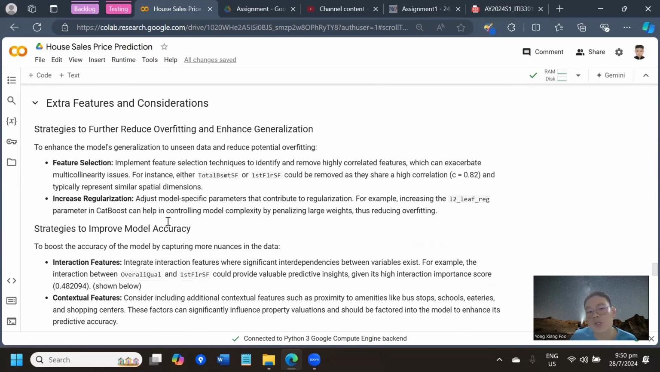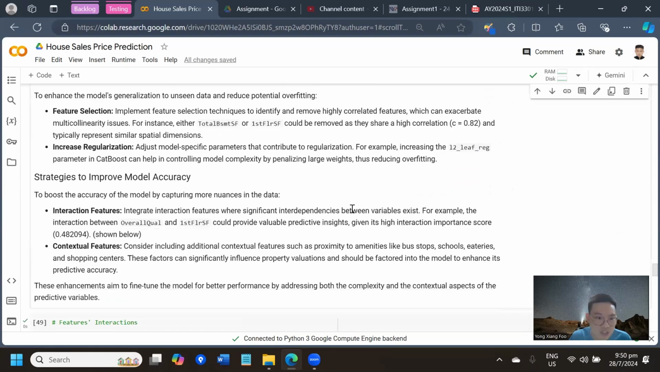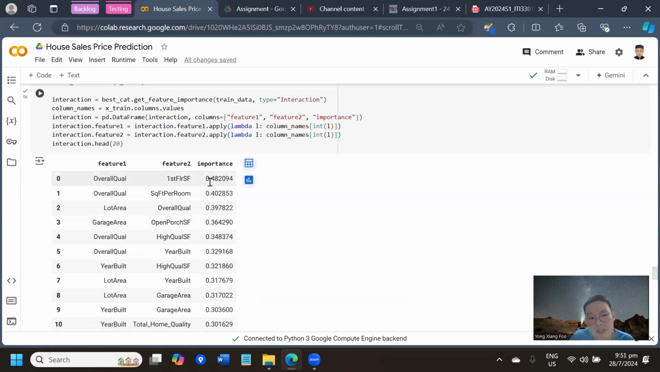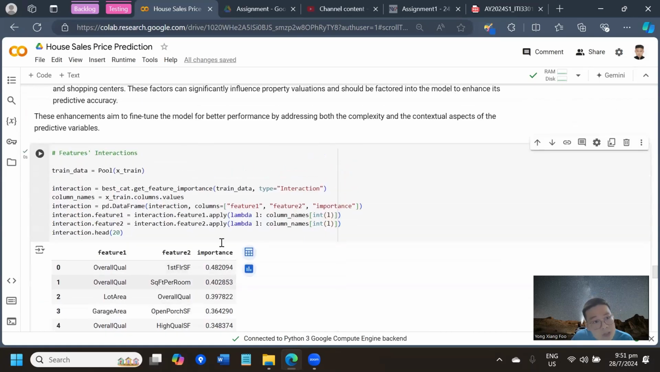And in the future, I could also increase the regularization parameter. So in CatBoost, the L2 leaf regularization reduces overfitting. And in order to improve the model's accuracy, I could have included interaction features. Sometimes there's interaction between this and this, right? Then the importance is quite high, right? I could have included these two interaction features to train as well.